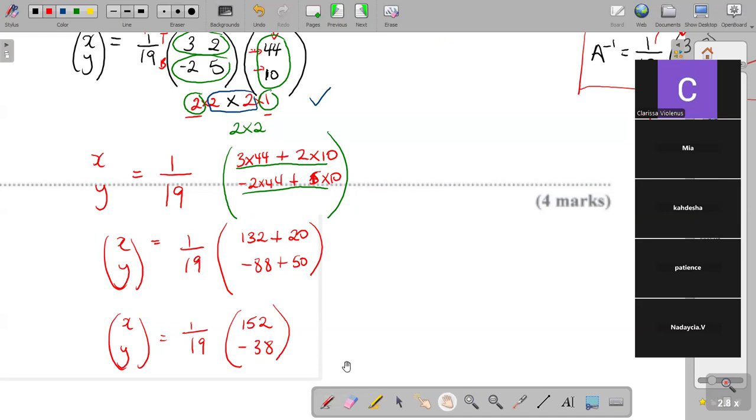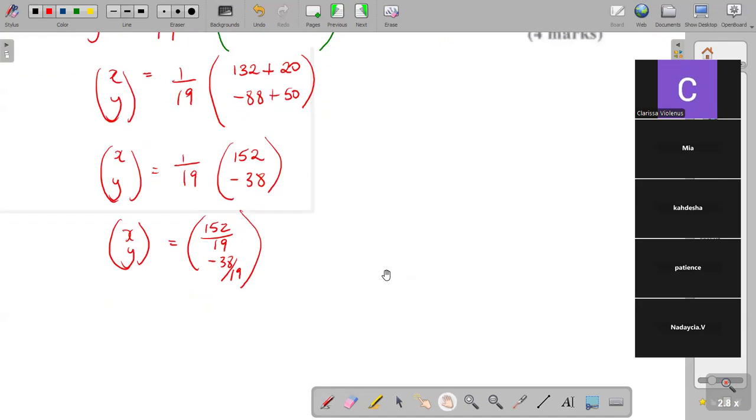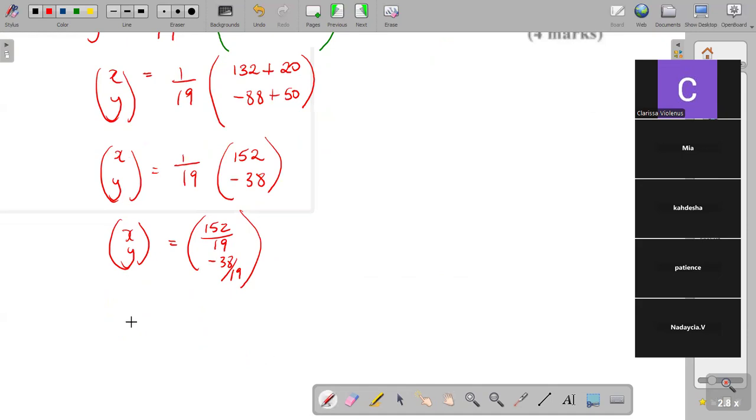Now that we have a single number, what can we apply now? We now apply the 19. So for XY, you realize I keep bringing this down. Now we can apply it. So 152 over 19 and negative 38 over 19. Somebody use the calculator and divide those for me. Tell me what we get. What's the first answer? 152 divided by 19 is 8, good. And the bottom would be, what's the bottom? Negative 2.